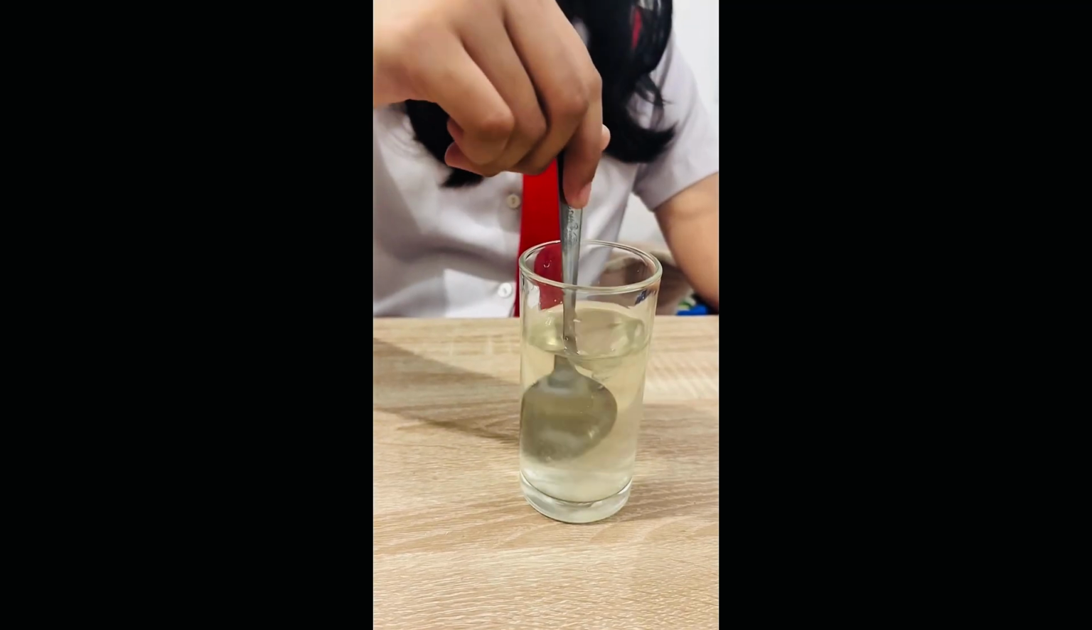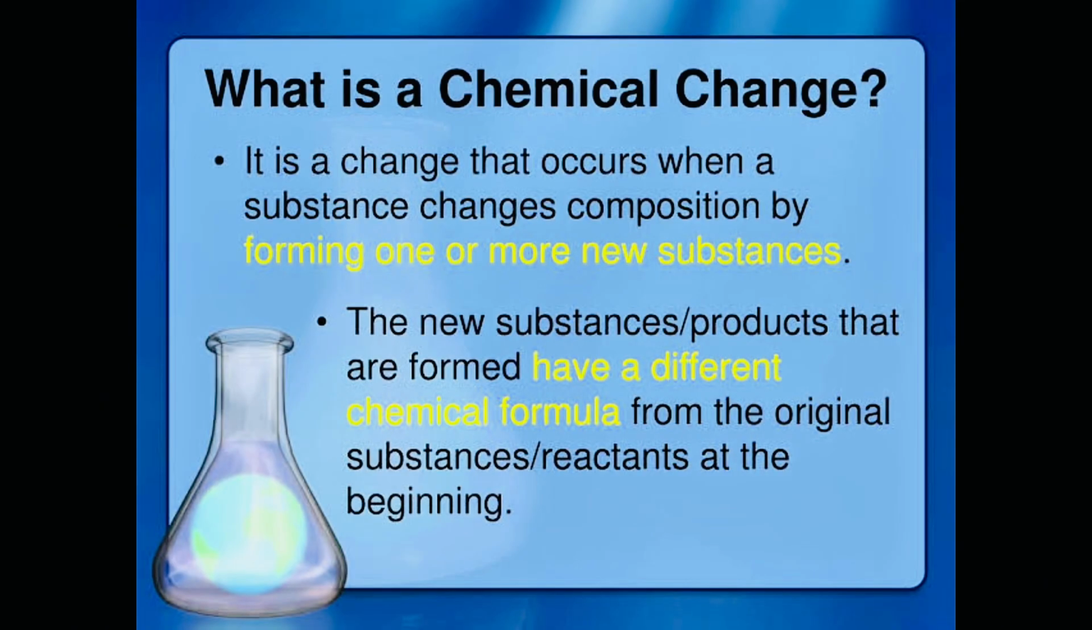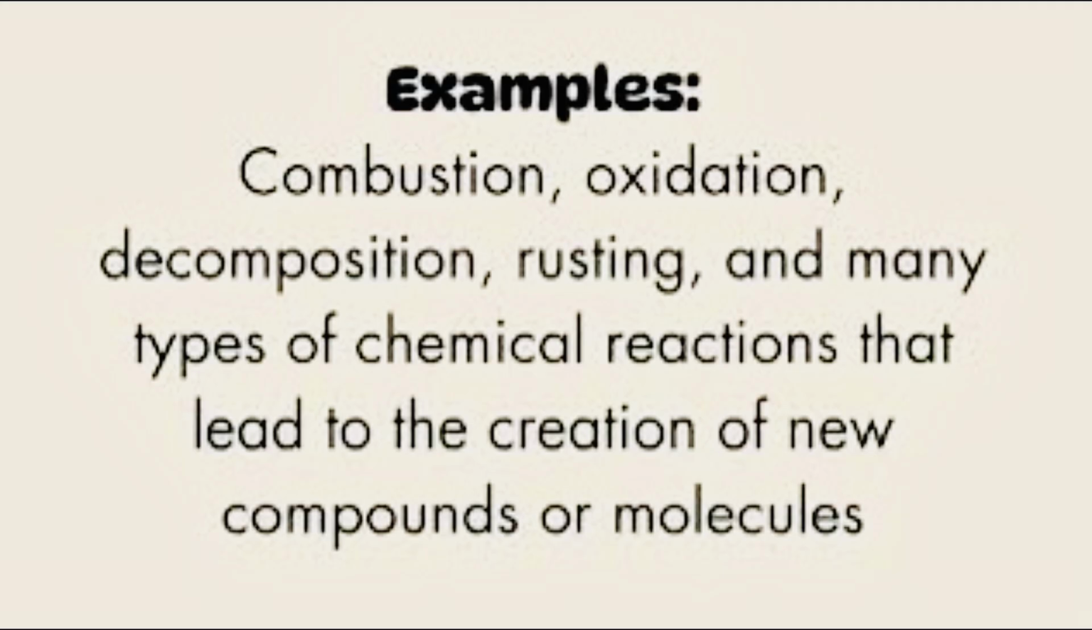What is a chemical change? It is a change that occurs when a substance changes composition by forming one or more new substances. The new substances or products that are formed have a different chemical formula from the original substances or reactants at the beginning. Examples: combustion, oxidation, decomposition, rusting, and many types of chemical reactions that lead to the creation of new compounds or molecules. Here are the examples of chemical change.